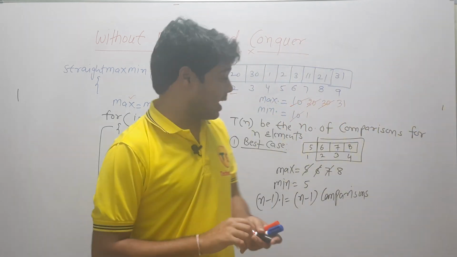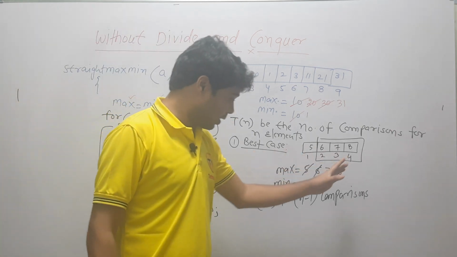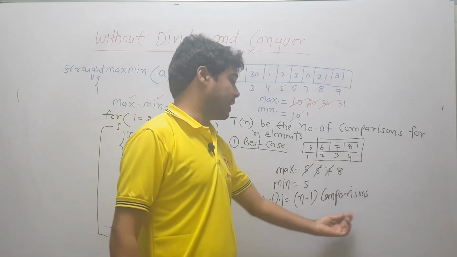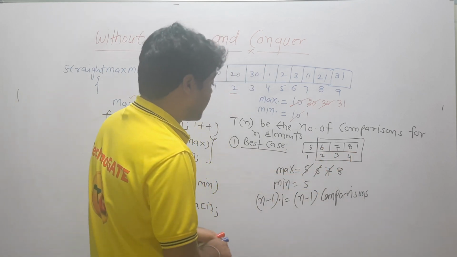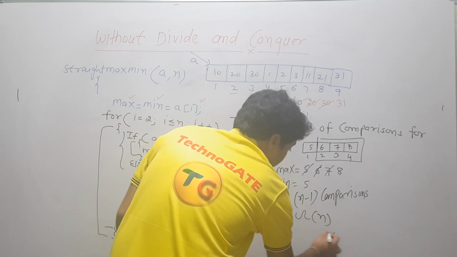And the best case will arise when the input is already sorted. When the input is already sorted, only one comparison is needed per element. So there are n minus 1 elements and then n minus 1 comparisons. So what is the best case time complexity? The higher order term is n, so omega of n is the best case.